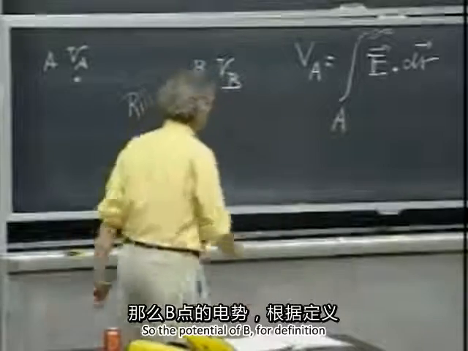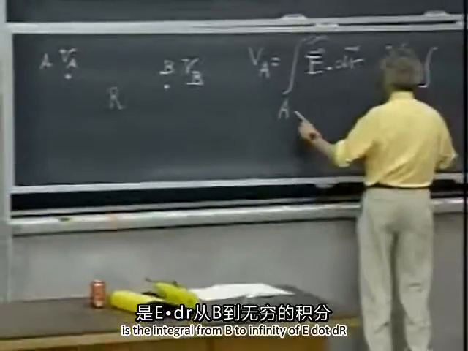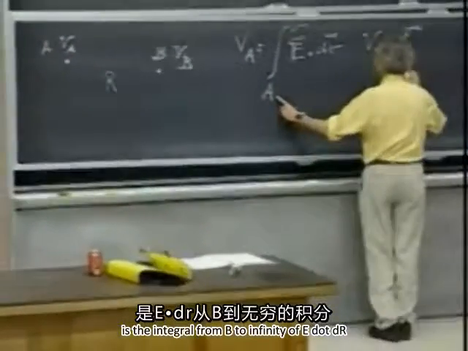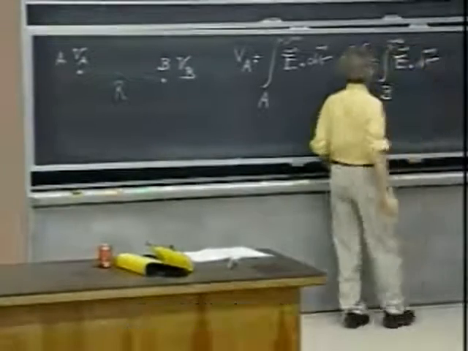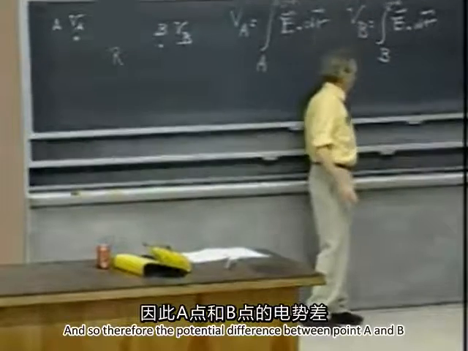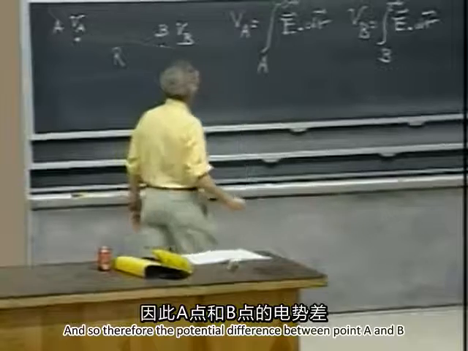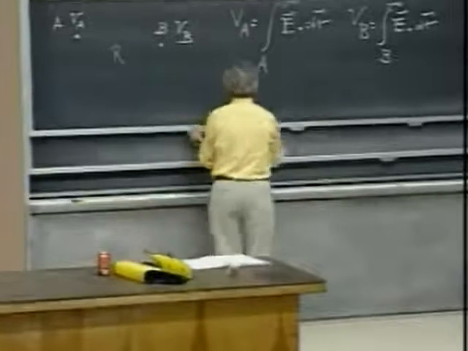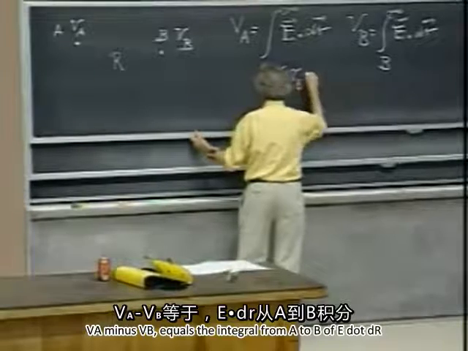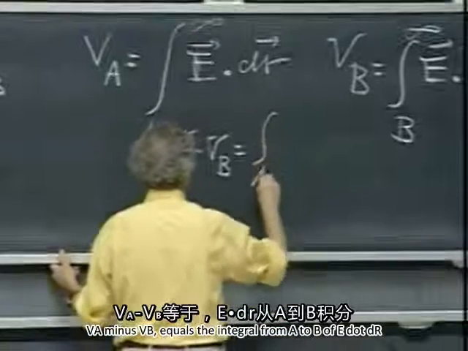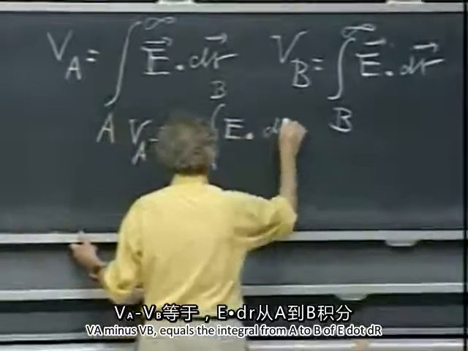So the potential of B, per definition, is the integral from B to infinity of E dot dr. And so therefore, the potential difference between point A and B, VA minus VB, equals the integral from A to B of E dot dr.